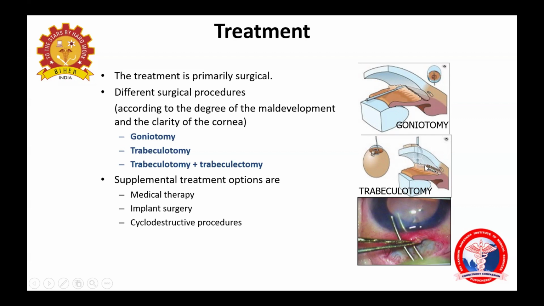Trabeculotomy is making an opening in the trabecular meshwork, all 360 degrees across, with the help of a trabeculotome, thereby opening up the trabecular meshwork and allowing aqueous outflow. And this could be combined with a trabeculectomy, where you do both a trabeculotomy and a trabeculectomy. And there could also be supplemental treatment options like medical therapy, or you could put in an implant, or you could do cyclodestructive procedures.